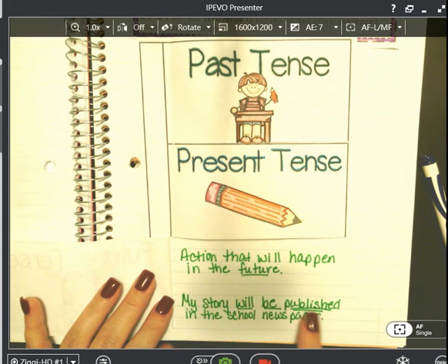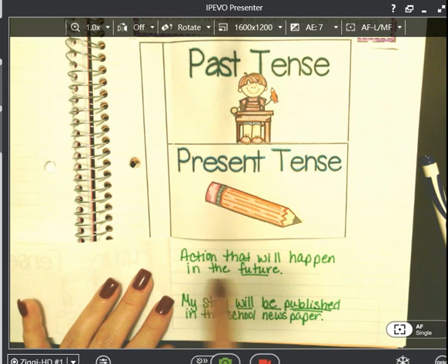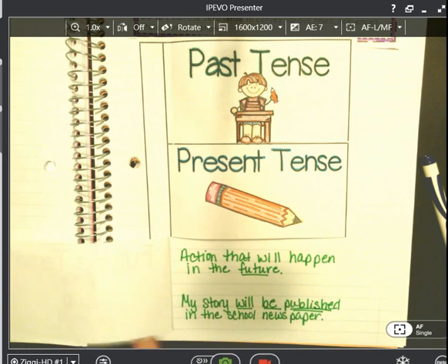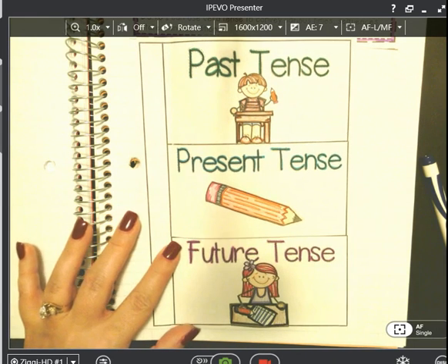It is actually going to be published, so that's our action verb. And then will be are our helping verbs. They're going to help tell us when it's going to be published. And in this case, it's going to be published in the future. That makes this a future tense verb.